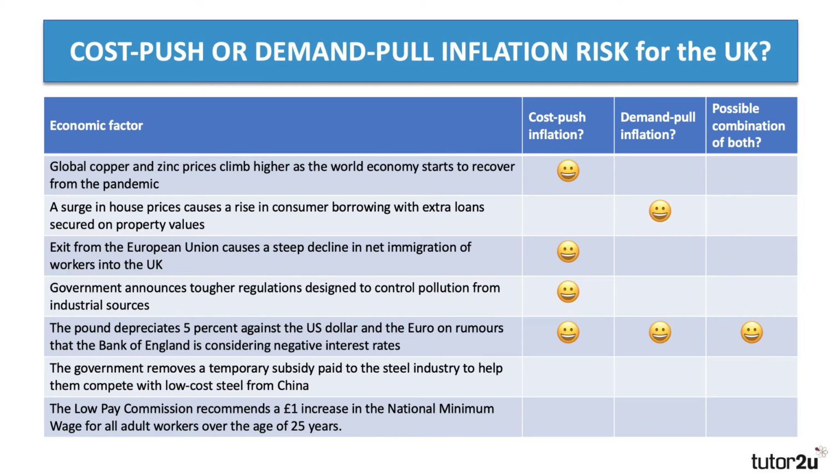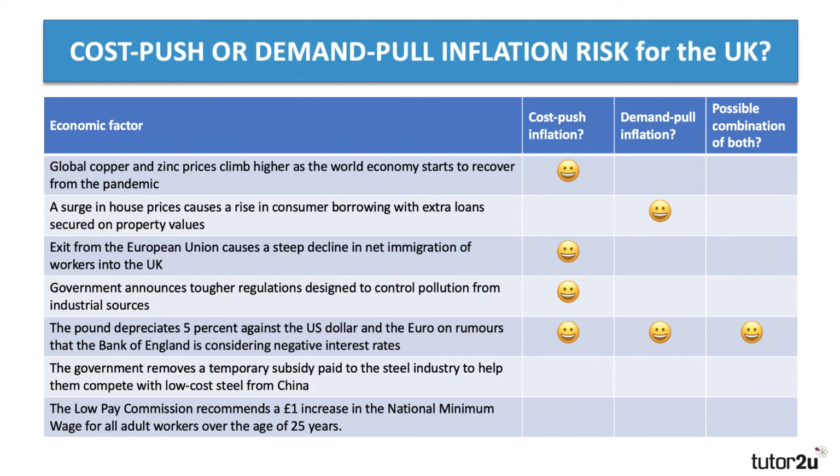Our fifth factor, what did you get on the fifth one? Well, I think the pound depreciating, let's say 5% against the United States dollar and the euro, perhaps on rumours that interest rates are going to become negative, and that could cause an outflow of hot money. A fall in the exchange rate, in theory, can cause both demand pull and cost push inflation.